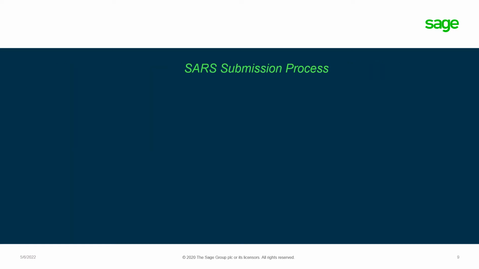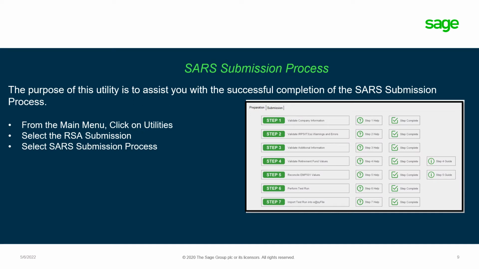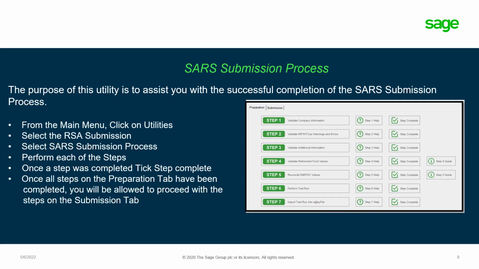We are now moving forward to the SARS submission process. The purpose of the utility is to assist you with the successful completion of the SARS submission process. To access this utility, from the main menu, click on Utilities, select the RSA submission, select SARS submission process. Perform each of the steps. Once a step is completed, tick Step Complete. Once all steps on the Preparation tab have been completed, you will be allowed to proceed with the steps on the Submission tab.